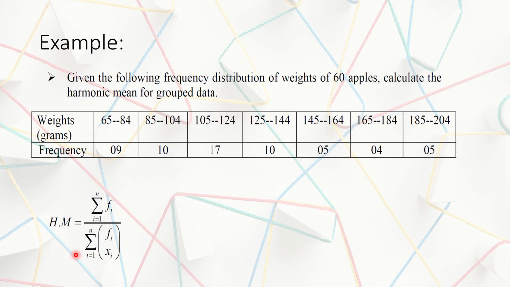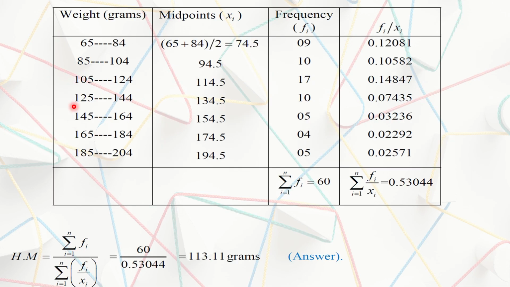How do we do that in group data? The concept is the same. You would first find the midpoint of each class. The first one is obviously 74.5, then 94.5. So what would you do? You would take the reciprocal of all these quantities and then multiply by the frequencies. Whereas a short method is that you don't need to take the reciprocal. You simply divide the frequency by the x value, which means the same thing: 9, the frequency, divided by 74.5. So it basically means the frequency multiplied by the inverse of this quantity.